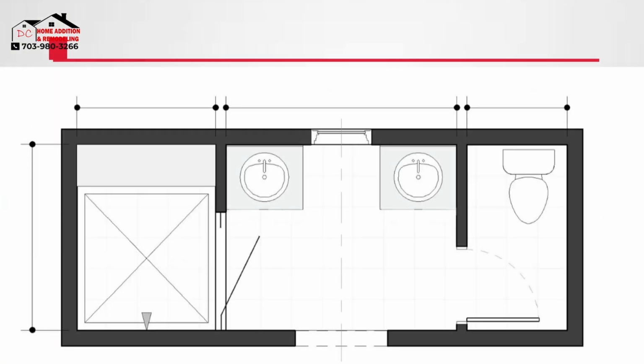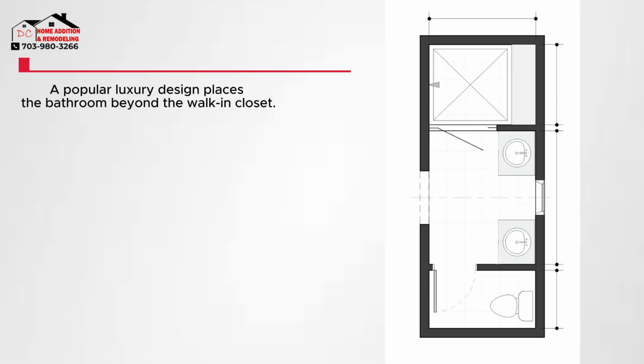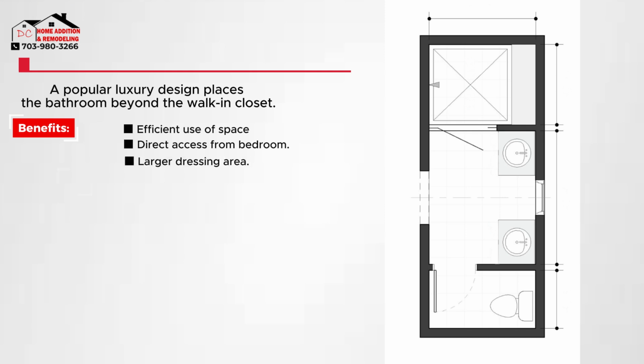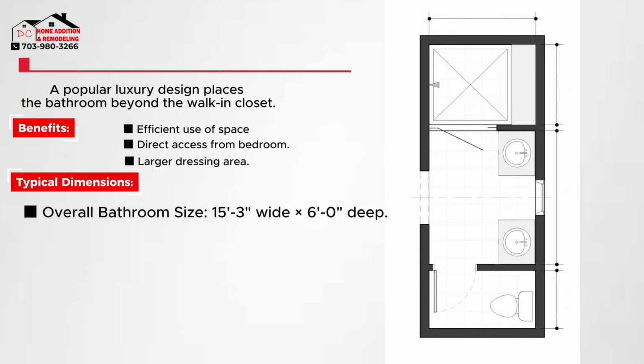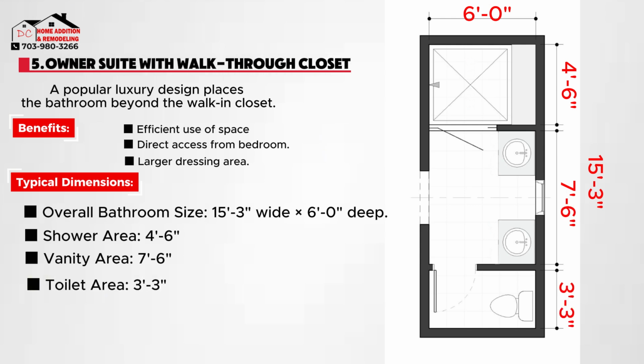5. Owner suite with walk-through closet. A popular luxury design places the bathroom beyond the walk-in closet. Benefits: efficient use of space, direct access from bedroom, larger dressing area. Typical dimensions. Overall bathroom size: 15 feet 3 inches wide by 6 feet 0 inches deep. Shower area: 4 feet 6 inches. Vanity area: 7 feet 6 inches. Toilet area: 3 feet 3 inches.